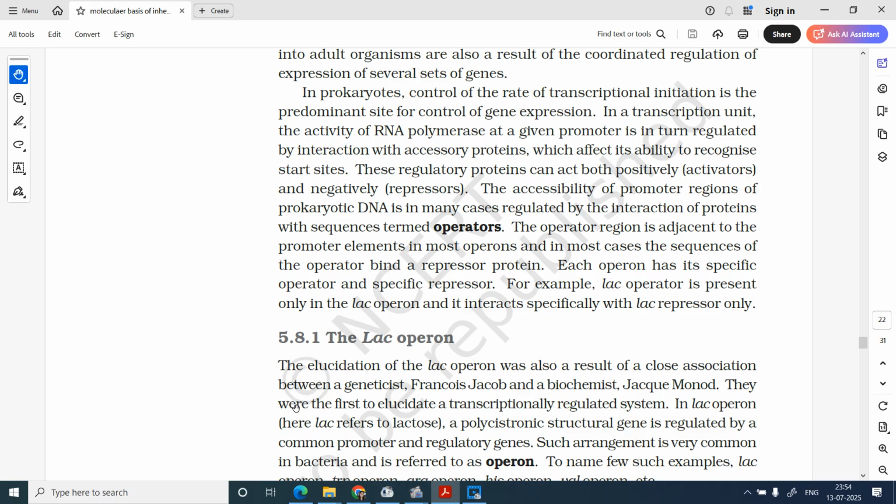Each operon has its specific operator and specific repressor. For example, the lac operator is present only in the lac operon and it interacts specifically with the lac repressor only.